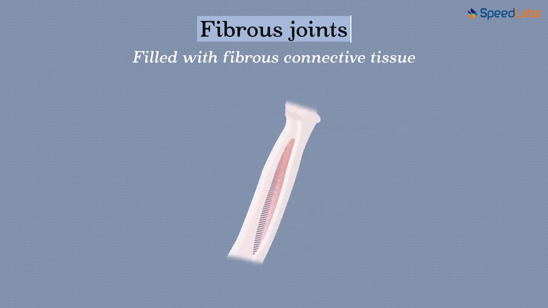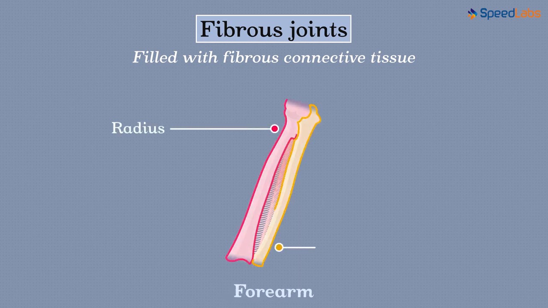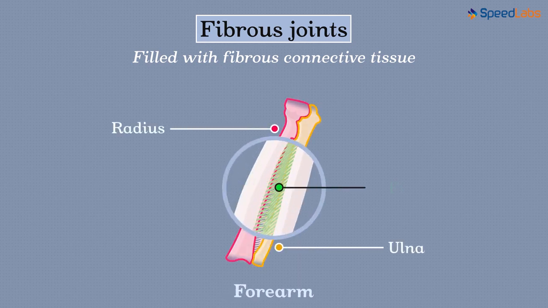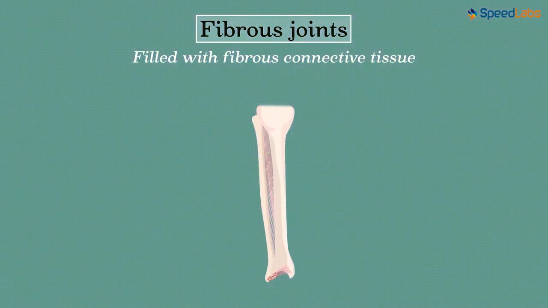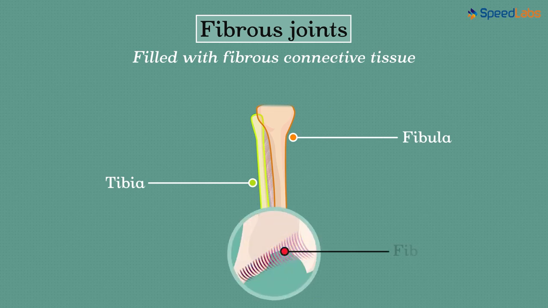Similar examples of fibrous joints include those joining the bones of the limbs. The bones of the forearm, named radius and ulna, are joined by a fibrous joint. Similarly, the distal joint between the bones of the legs, named tibia and fibula, is also a type of fibrous joint.